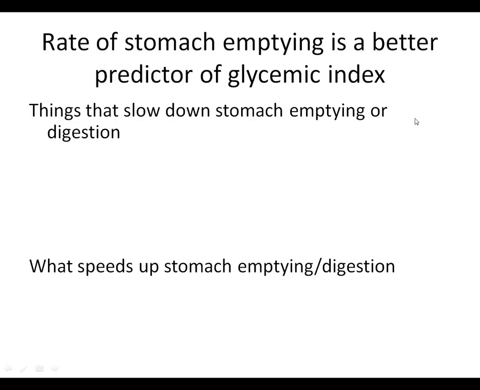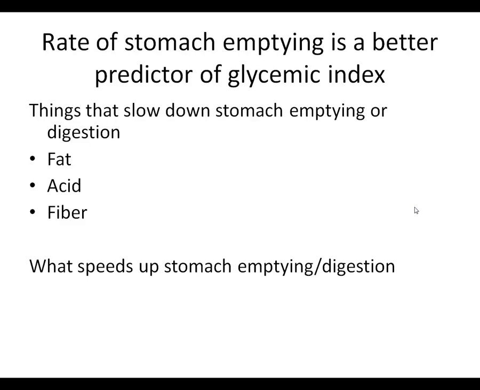So that allows you to ask the question, if you need to predict glycemic index, which things slow down stomach emptying and which things speed it up. If your food has a combination of carbohydrates with things that slow down stomach emptying, then that will have a lower glycemic index. And if that food is in a form where it speeds up stomach emptying, then that will have a higher GI. So what are the factors? And this actually comes from the digestion chapter.